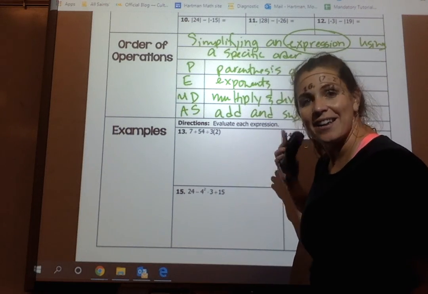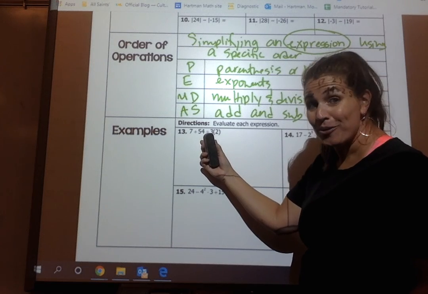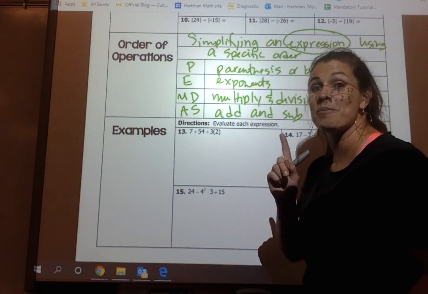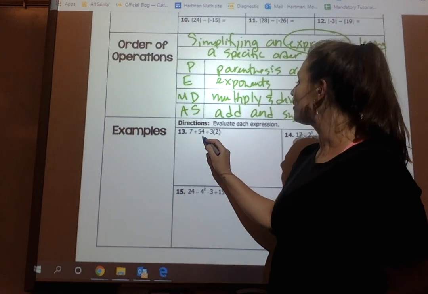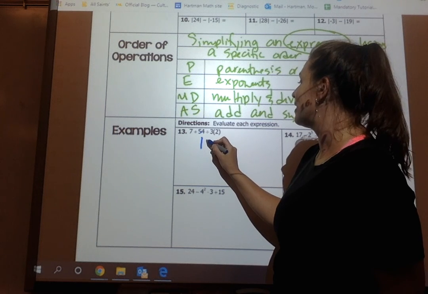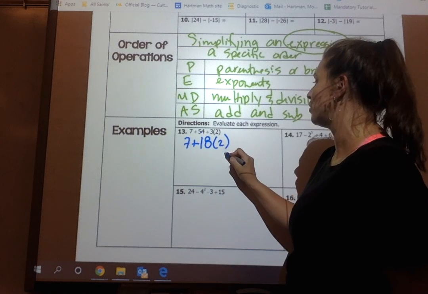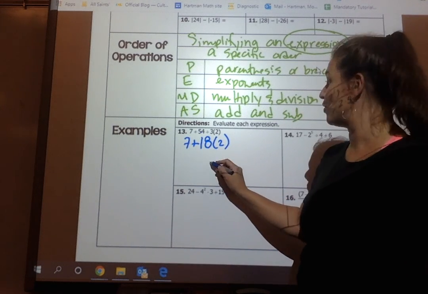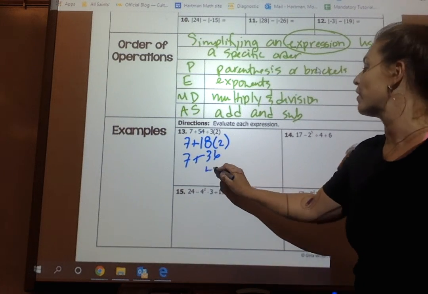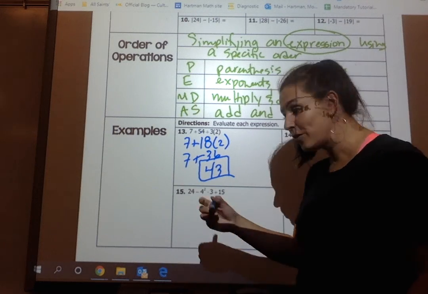See? I even said above, go in order, and that's division. I didn't go in order, so I got it wrong. Let's do that again. That was a perfect example of what not to do. So if you look here, division first, 54 divided by 3 is 18. 7 plus 18 times 2. Now we have 18 times 2, which is 36. And 7 plus 36 is 43. And that is my final answer. That tricked me up on number 13.